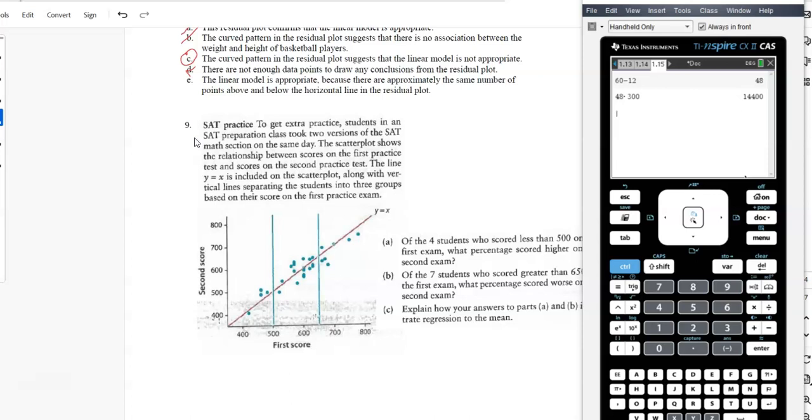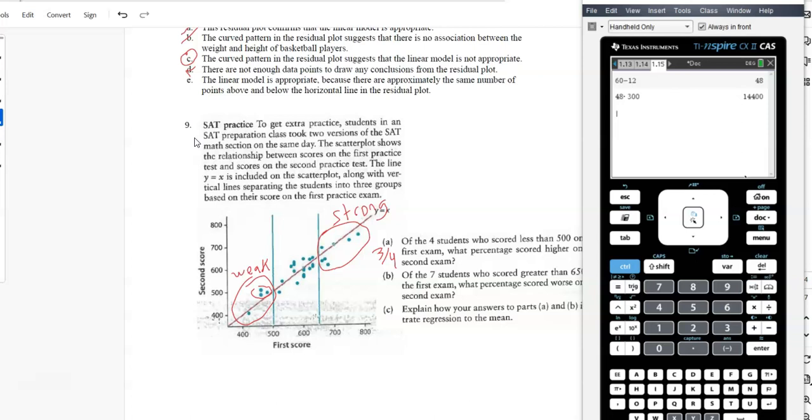So these are kind of the poor students who didn't do as well on the test. These are the weak students, their scores anyway. And these were the strong students on the SAT. Of the 4 students who scored less than 500 on the first exam, what percentage scored higher on the second? That's interesting. Because the second is the y-axis here, these 3 students scored better. So 3/4 or 75% of the students who scored weak on the first test scored stronger on the second exam.